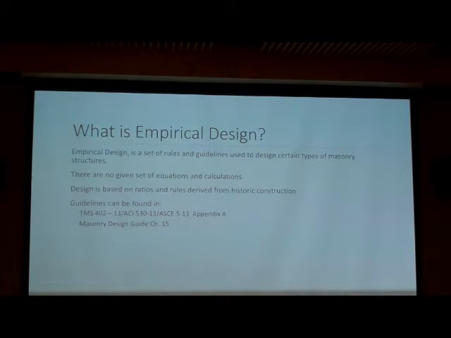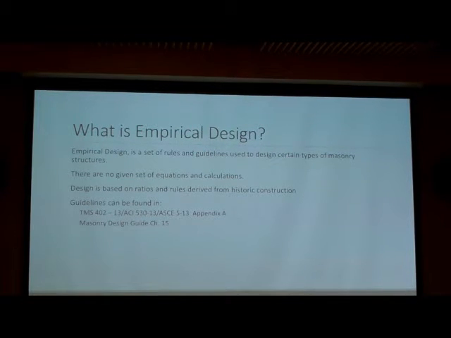In empirical design, there are no given set of equations or really technical calculations that you have to do. The design is based on ratios and rules that are derived from historic construction. Guidelines for these, this is where I got my tables and information from, are from the Masonry Design Guide and our TMS, and there's actually quite a bit of information on empirical design in both of them, where I didn't even have to look at the textbook, so there's more than enough in both of those.